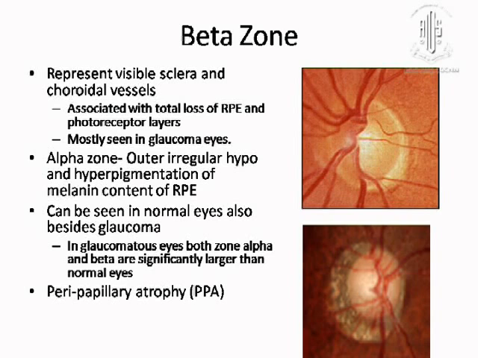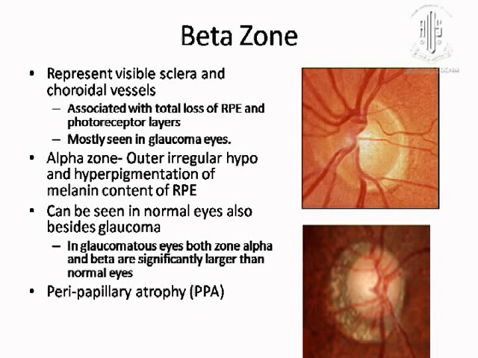And they are associated with total loss of the RPE and the photoreceptor layer. And important is the next line: they are mostly seen in glaucoma eyes. Or let me say that again, they are usually not seen in normal eyes. And that is the significance of the beta zone. The alpha zone, which I have shown you here, is the patchy hyper or hypopigmentation of the RPE melanin. You can compare the beta and the alpha, and then we move on.